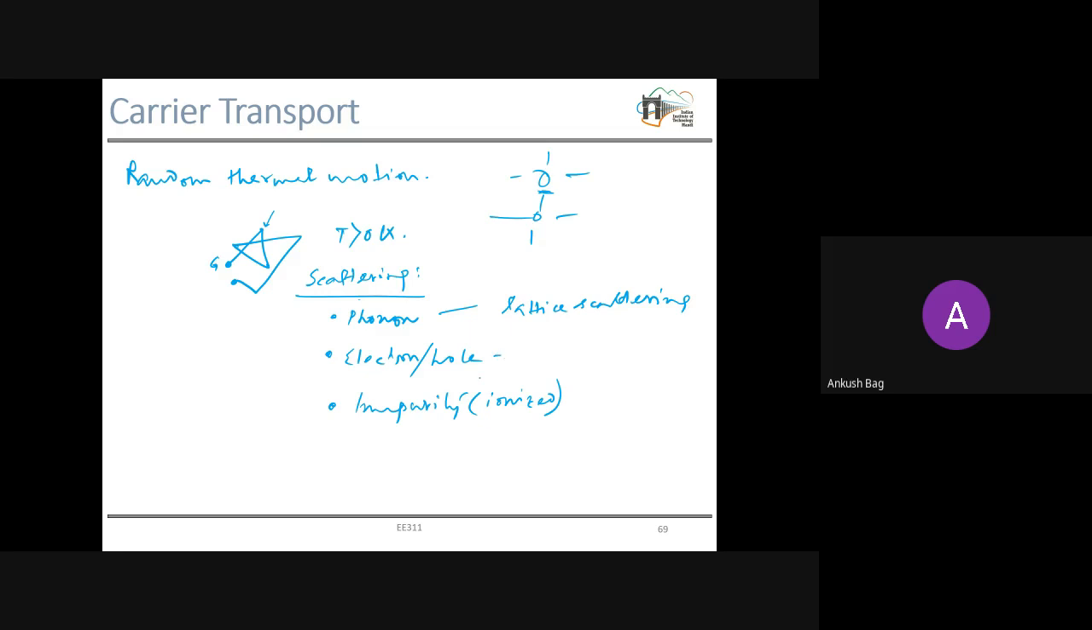Now, the electron-hole one is typically called carrier scattering, because when an electron sees another electron or another hole, it will get scattered. So this type of scattering is called carrier scattering. The third type of scattering is called ionized impurity scattering, simply from the name. This is an impurity, this is ionized. So this is ionized impurity scattering.